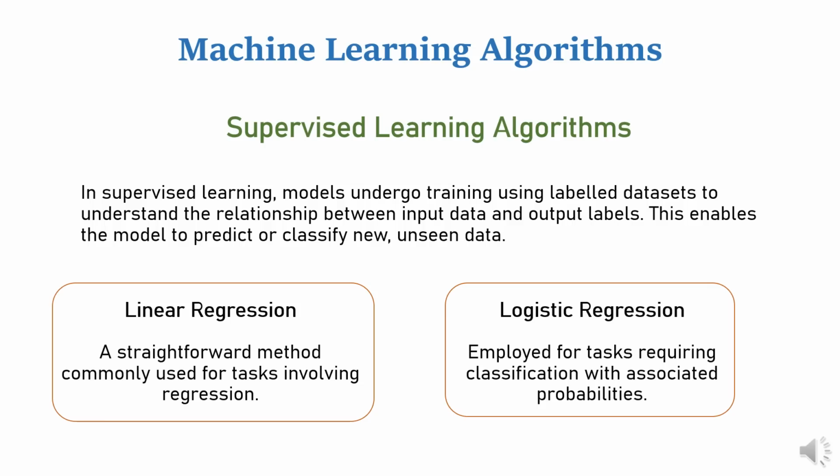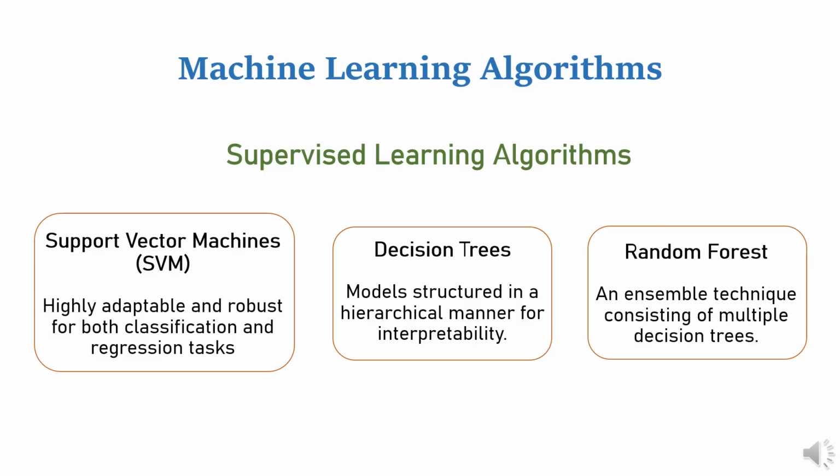Supervised learning algorithms. In supervised learning, models undergo training using labeled datasets to understand the relationship between input data and output labels. This enables the model to predict or classify new, unseen data. Linear regression, a straightforward method commonly used for regression tasks. Logistic regression, employed for classification tasks with associated probabilities. Support vector machines, highly adaptable and robust for both classification and regression tasks.